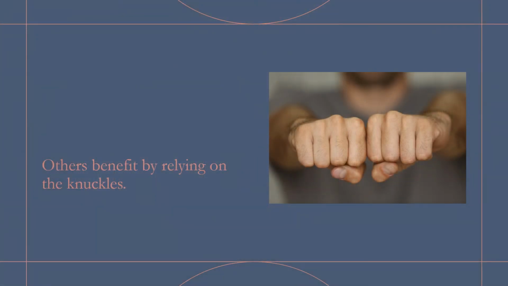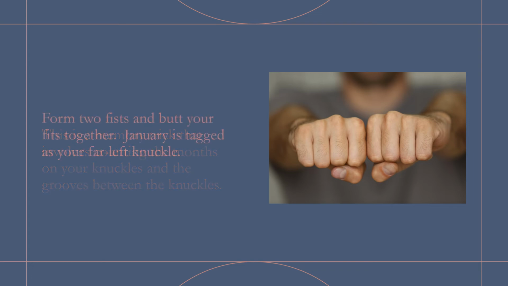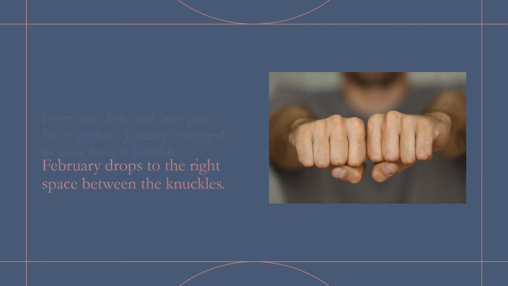Others benefit by relying on the knuckles. This is a memory trick that involves counting the months on your knuckles and the grooves between the knuckles. Form two fists and butt your fists together. January is tagged as your far left knuckle. February drops to the right space between the knuckle.